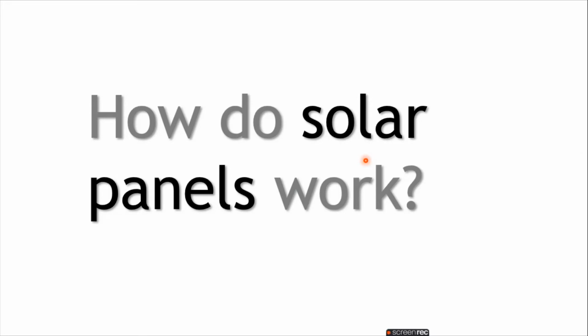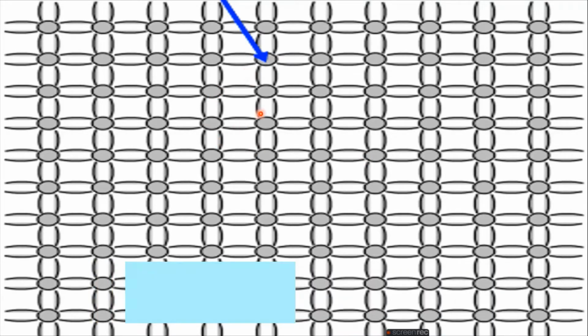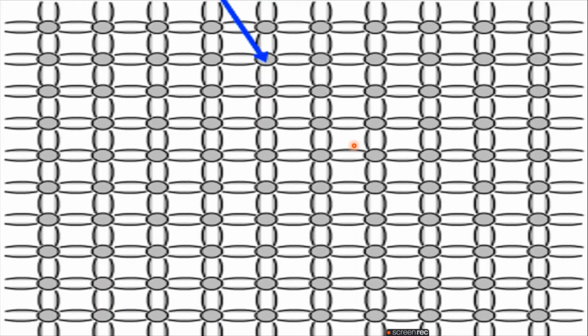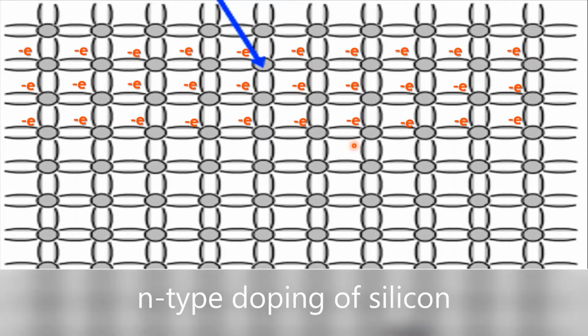Now let's get into the main part, that is how the solar panels work. For understanding, let's analyze the structure of the solar panel in a horizontal way. This is the basic atomic structure of the silicon. Now, when silicon is treated with phosphorus with 5 valence electrons, then there is one electron in each compound that is free to move. This is known as n-type doping of silicon.